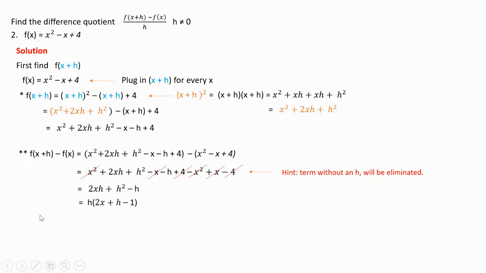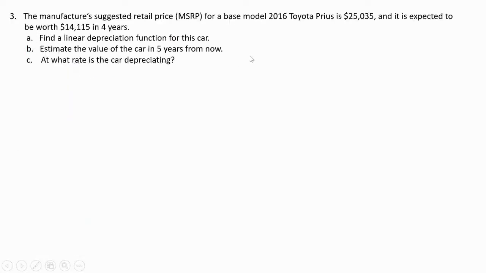Now comes step 3. Right, so here I'm going to factor out an h. Why? Because in step 3, I'm going to cancel this h with the one on the bottom here in the denominator. You see? So that's my result, 2x plus h minus 1. And again, this is crucial if you're taking math 1325. Okay. Let's go to number 3.